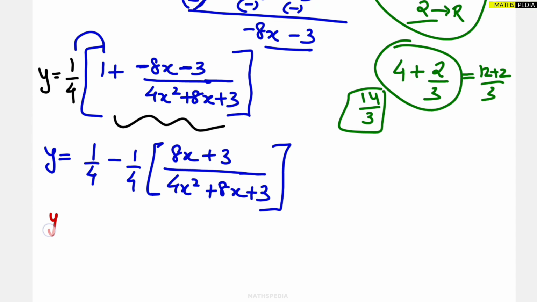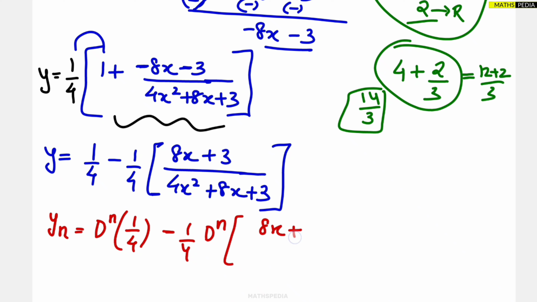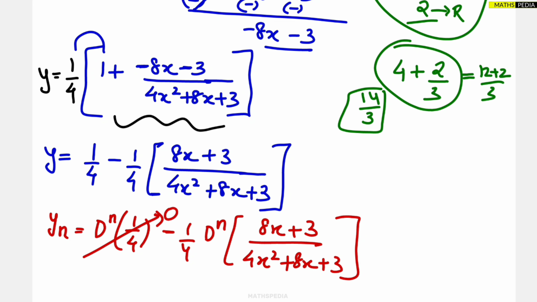The nth derivative. So when you find the nth derivative, what happens? Nth derivative of 1 by 4, minus 1 by 4 outside, nth derivative of 8x plus 3 divided by 4x square plus 8x plus 3, right? Now this particular thing, nth derivative is 0, since the constant's nth derivative is always 0, right? Now what is the only left out part? Left out part is this thing.